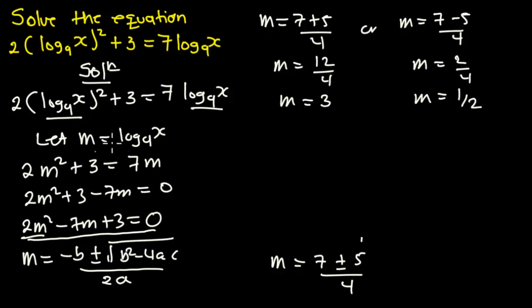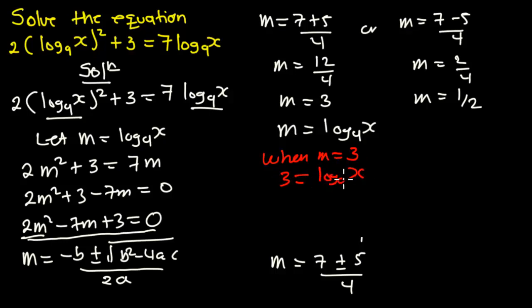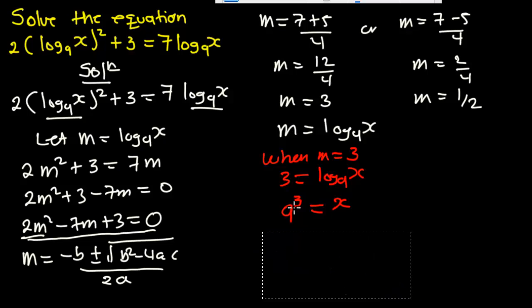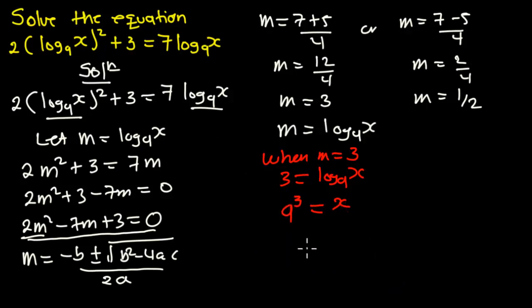But don't forget, from here, we let m be equal to log of x base 9. So m is equal to log of x base 9. Now when m is equal to 3, what are we getting for x? So we are going to have 3 equal to log of x base 9. And according to the properties of logarithm, we can rewrite this as 9 to the power 3 is equal to x. And then from here, we are going to have x equal to 729.